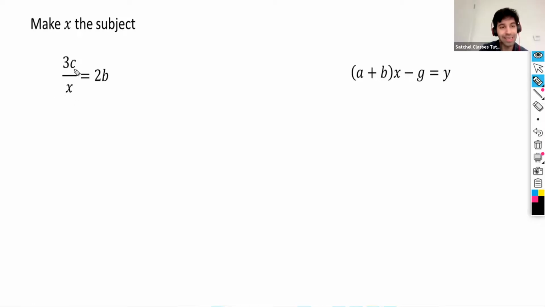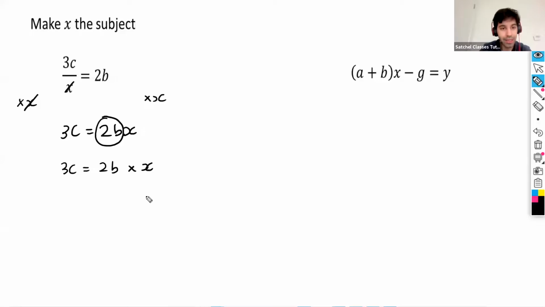So because we're dividing 3c by x, we have to multiply both sides by x to get rid of this fraction. So x and x cancel out. What we'll end up with is 3c is equal to 2bx, because 2b is being multiplied by x. Now we can isolate x. We can get x on its own. And to do that, we want to get rid of this multiplication by 2b, because this is the same as 3c is equal to 2b times x. So to get rid of this multiplication by 2b, we have to divide both sides by 2b.